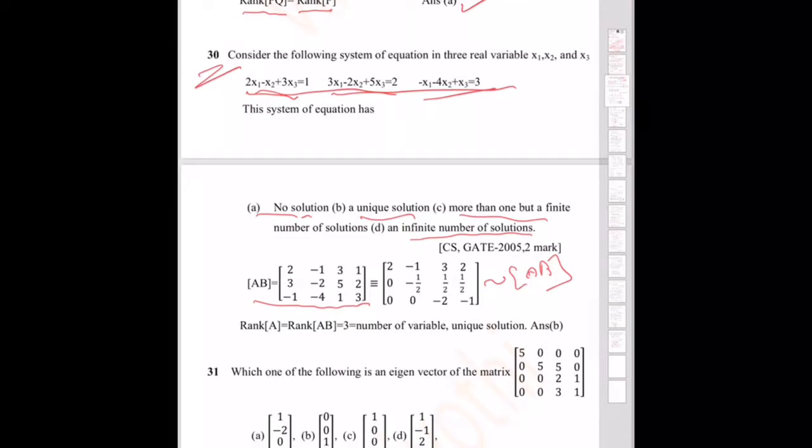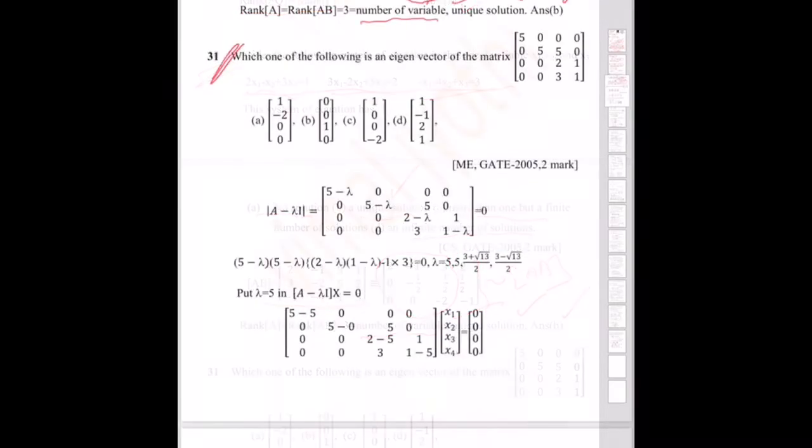Then rank of A, this is the row echelon form, rank of A equal to 3. Rank of AB is also equal to 3. Rank of A equal to 3, rank of AB equal to 3, that is also equal to number of variables. Hence, this equation has a unique solution. That is answer B is correct. Unique solution. Number 31. Which one of the following is an eigenvector of the matrix this?